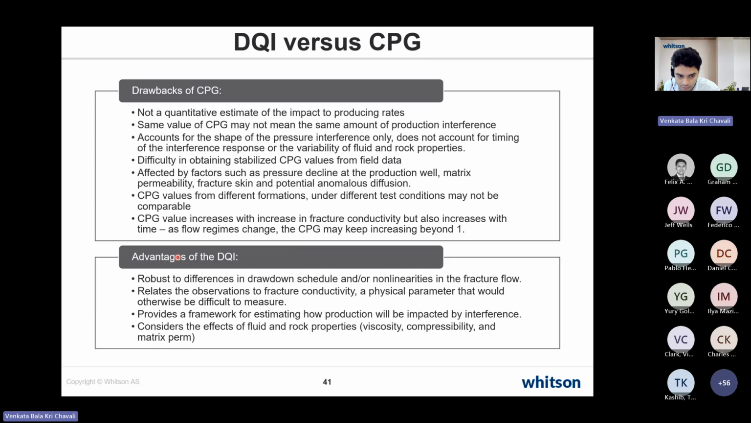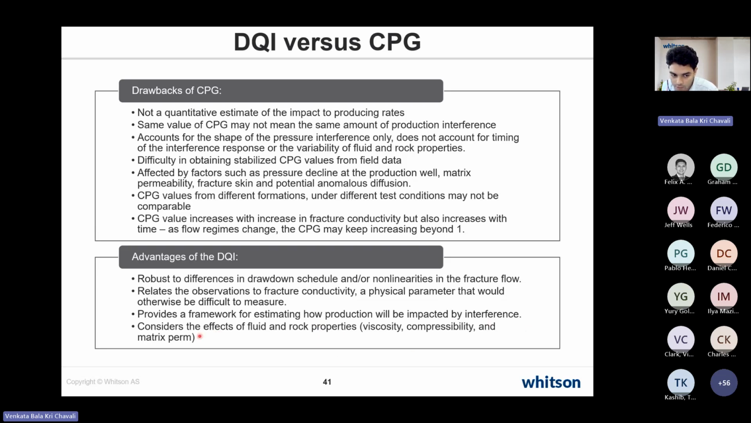Okay. The advantage of the DQI over the CPG is that it is relatively robust to the differences in the drawdown schedule and non-linearities of fracture flow, because we are fitting an analytical model to it that also takes into account the non-linearity in that fracture flow. The second thing is that it relates those observations to fracture conductivity, which is a physical parameter that would otherwise be difficult to measure, if not for drawdown tests and rate transient analysis and maybe a few weeks of production data, right? It also provides us a framework.